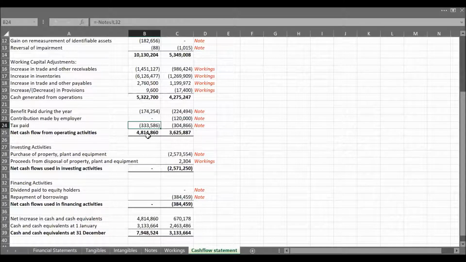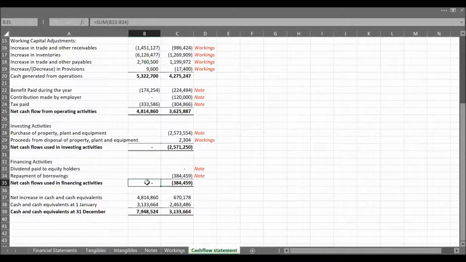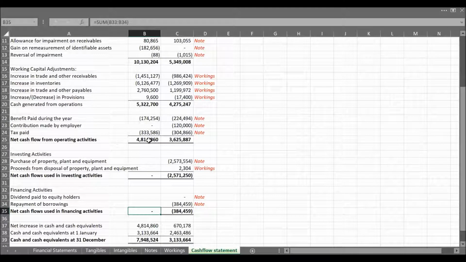Like I told you, the cash flow statement is made up of three sections: the operating activities, the investing activities, and the financing activities. So we've successfully completed the operating activities using the indirect method. To populate the investing activities, we have just two items to produce, which are the purchase of items of PPE and the proceeds from disposal. Remember, we had a profit on disposal of items of PPE. So let's see how much actual cash was received.